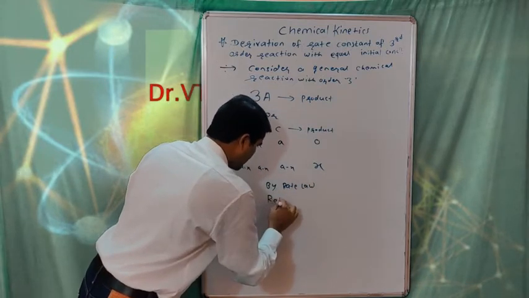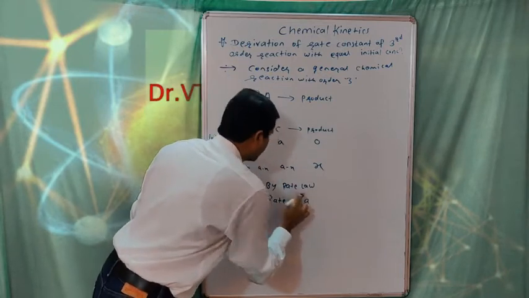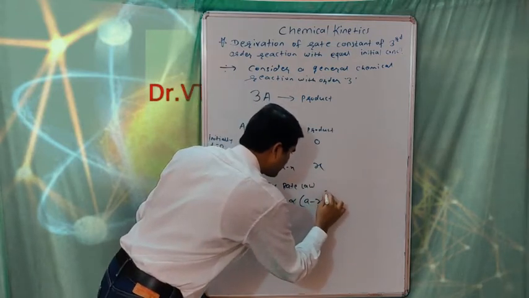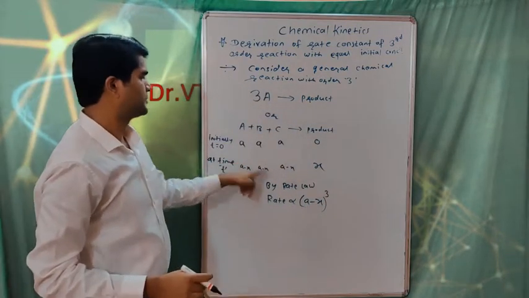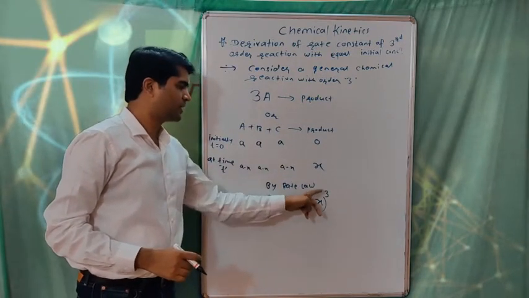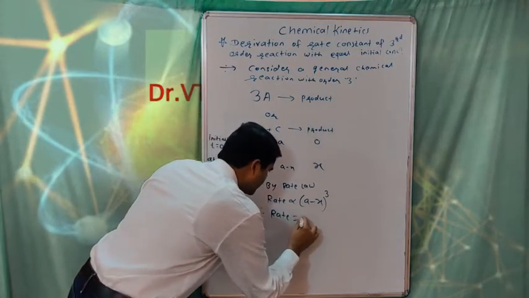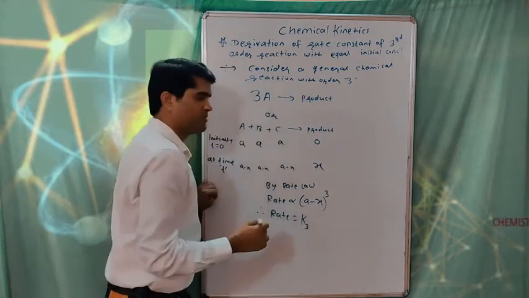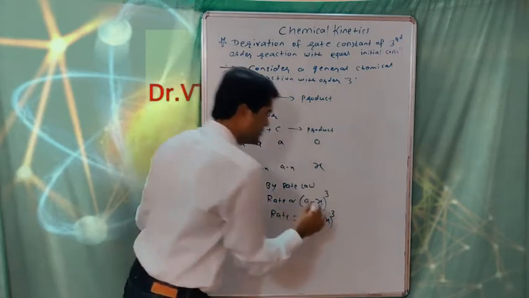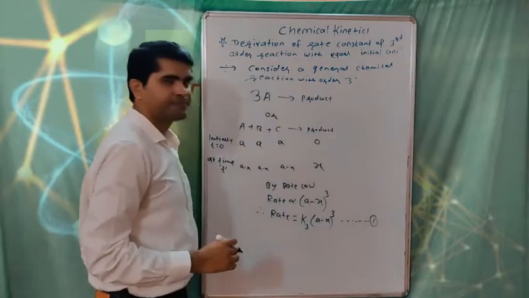By rate law, rate of reaction is directly proportional to concentration of reactant A into reactant B into reactant C, and that is a minus x raised to 3. We can write this way. It is a third order reaction. Rate of reaction is directly proportional to (a minus x) raised to 3. Therefore, rate is equal to k3, third order rate constant, into (a minus x) raised to 3. This 3 is the experimentally determined order, third order. So this is your equation number 1.